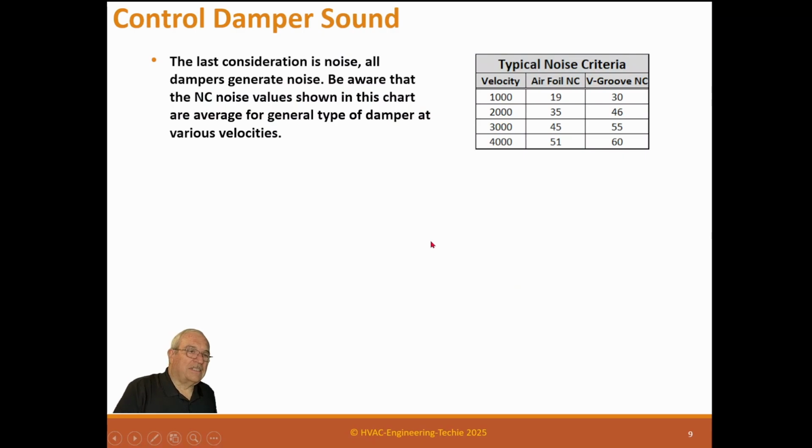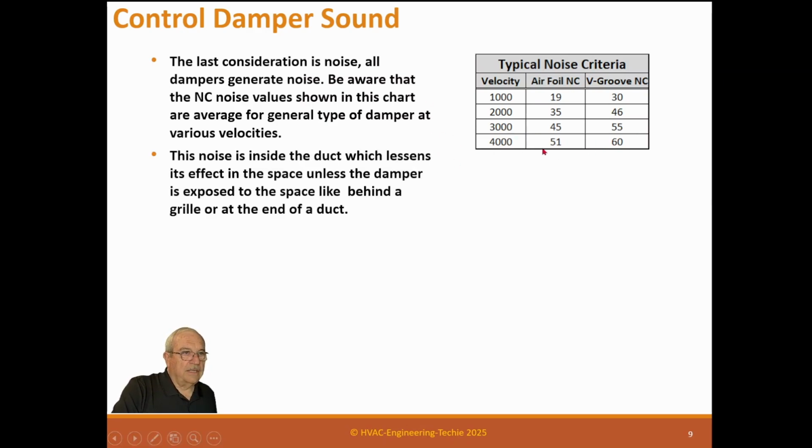All right, the last consideration is sound. All dampers generate noise. Be aware that the NC noise values shown in this chart are averages for a general type of damper at various velocities. Here's the velocity, here's V groove, and here's airfoil. And these are the NC values, and you can see at 4,000 feet per minute, V groove is a 60 NC, which is seriously loud.